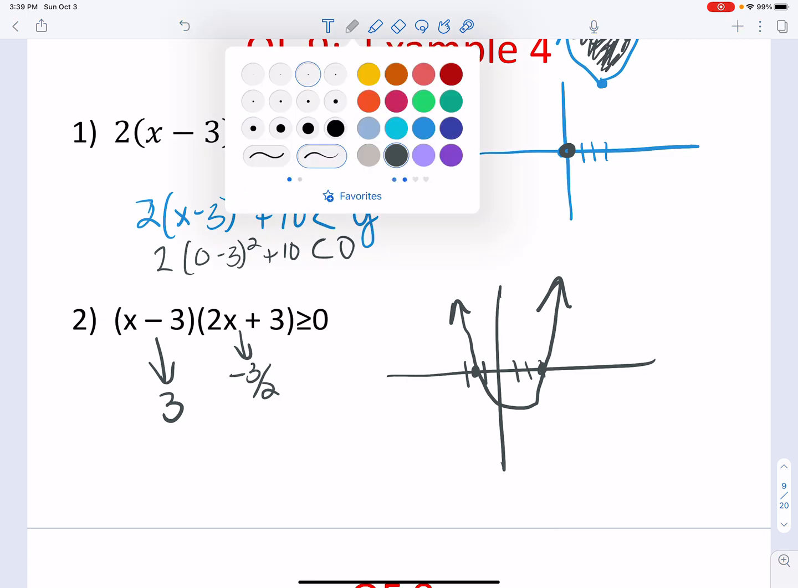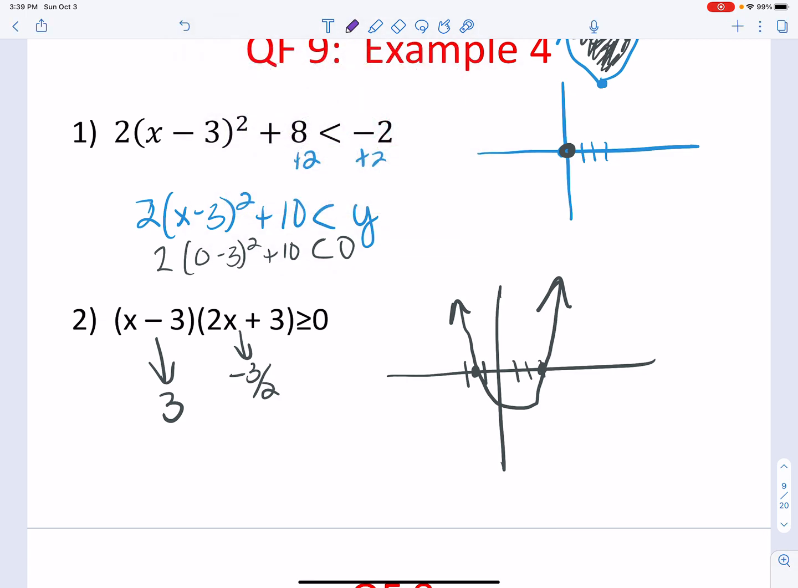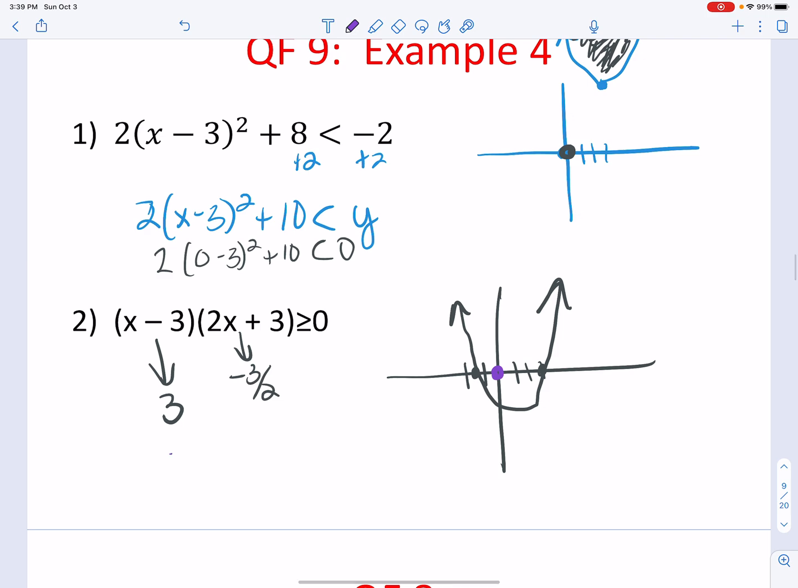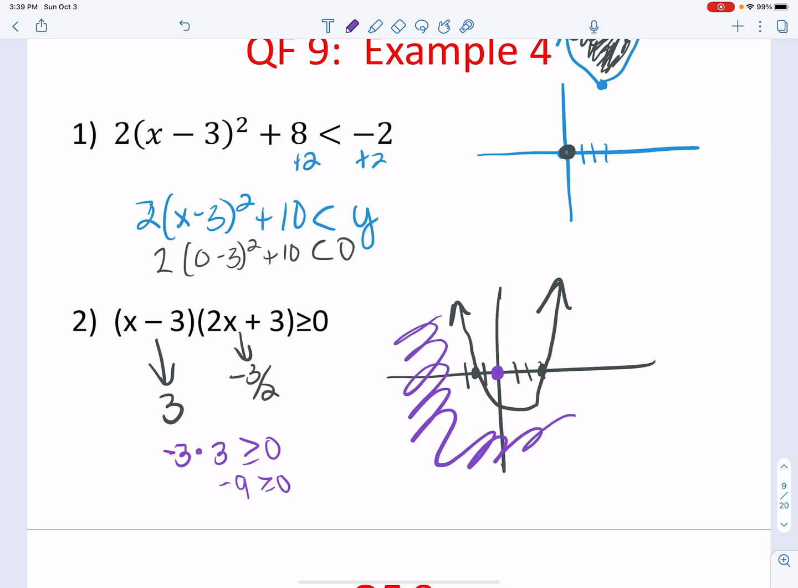So then I'm going to go ahead and plug a 0, 0 in there and see where to shade. So 0 minus 3 is a negative 3, times 3 has to be greater than or equal to 0. Is a negative 9 greater than or equal to 0? No, it's not. So you're going to shade around the outside.